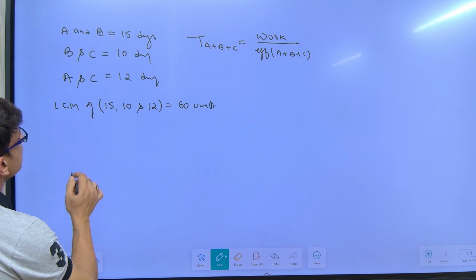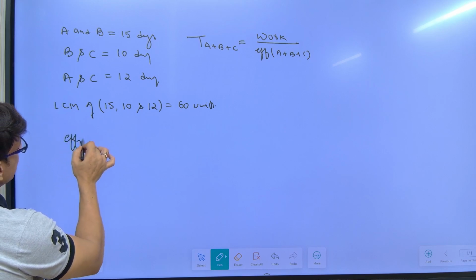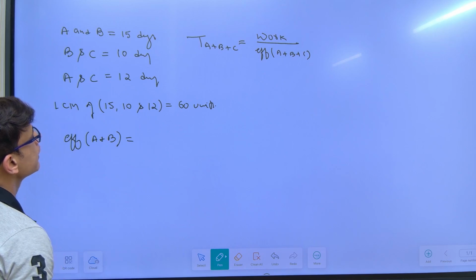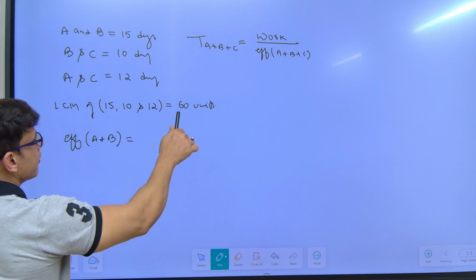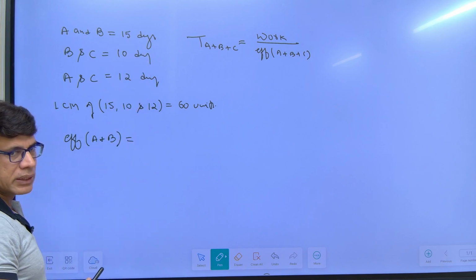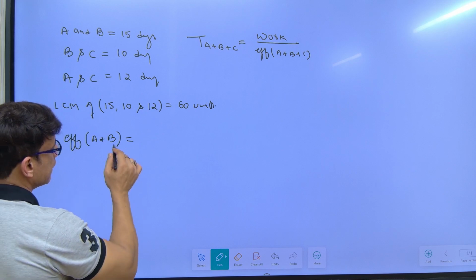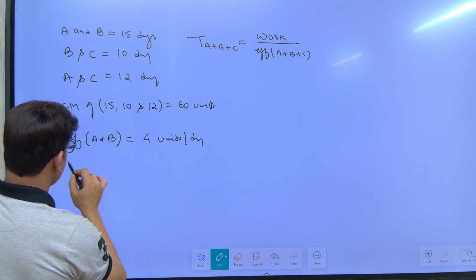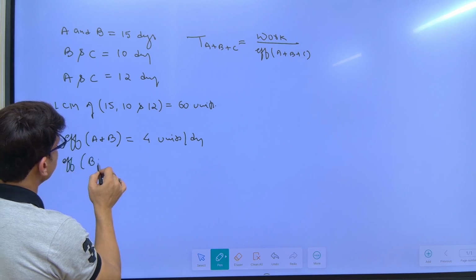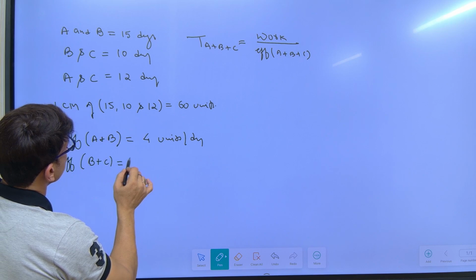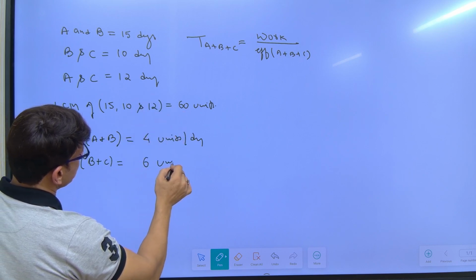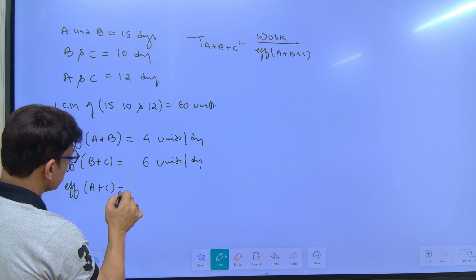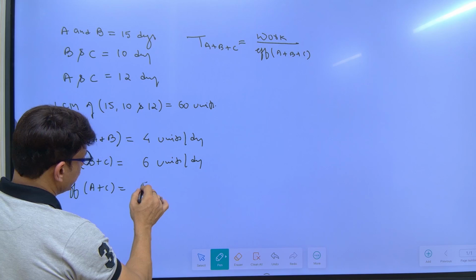Now pay attention to this. What is the efficiency of A plus B? Because they are together doing this work, we can find out the combined efficiency. So efficiency is given by work upon time. That means 60 by 15. 60 by 15 is 4 units per day. What is the efficiency of B plus C? 6 units per day, right? And what is the efficiency of A plus C? 5 units per day, right?